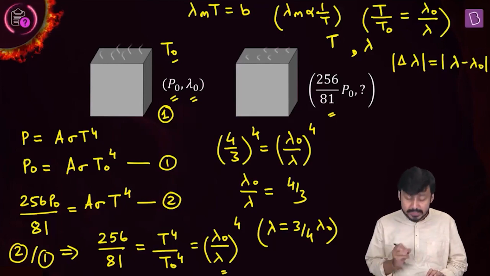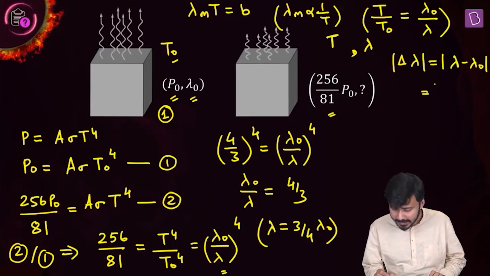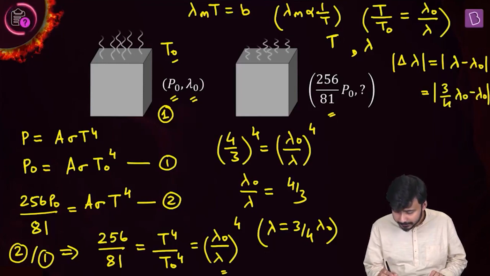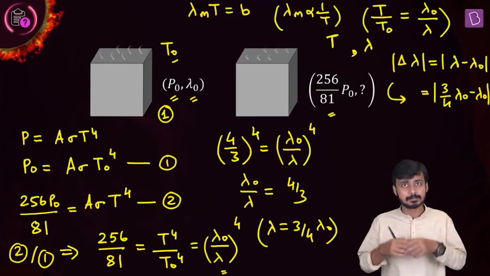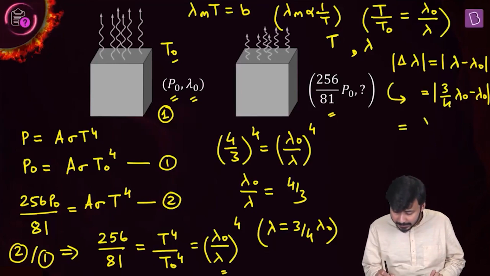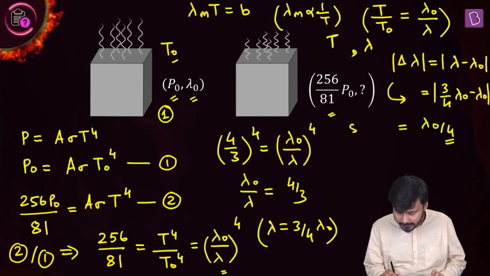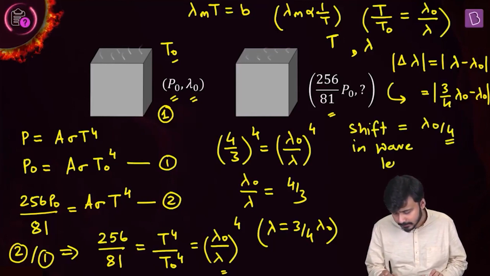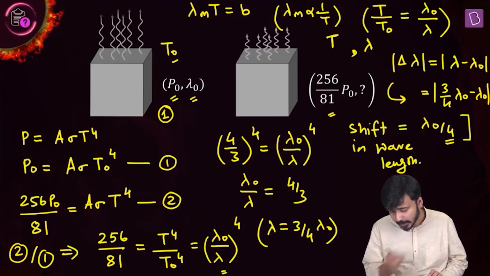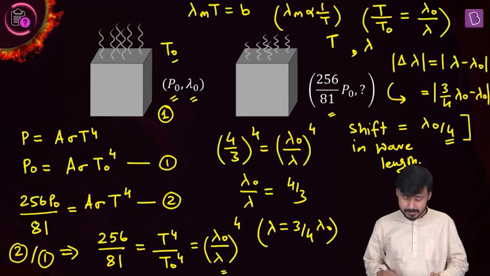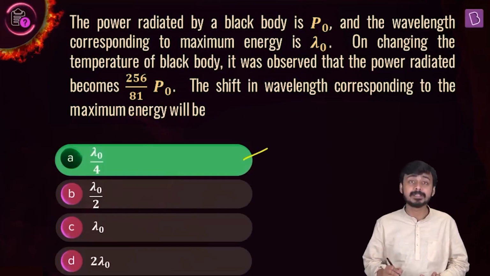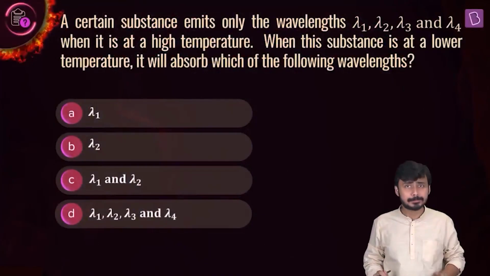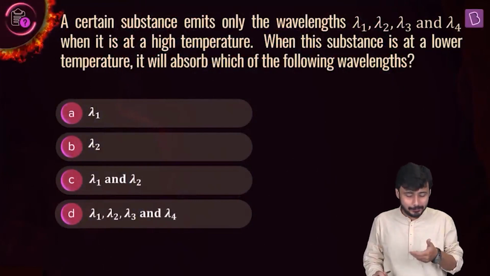And lambda final, as you know, is 3 by 4 lambda initial. So this I will write as the magnitude of 3 by 4 lambda naught minus lambda naught. So the shift, that is the magnitude of delta lambda, becomes lambda naught by 4. So the shift in the wavelength becomes equal to lambda naught by 4. Let's check the options. Option A will be the correct option in this case. Very simple problem.